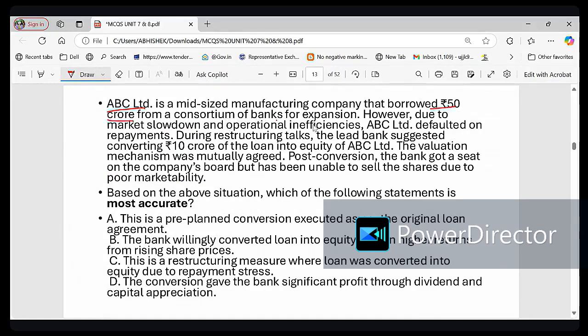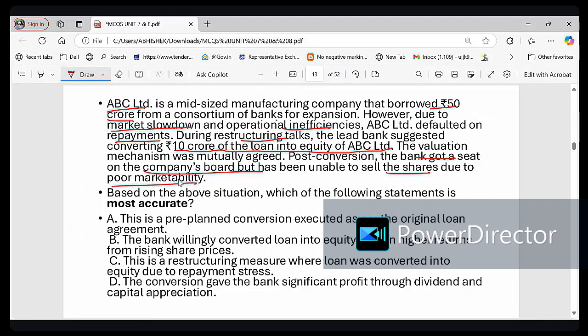But unfortunately, due to market slowdown and internal problems, it failed to repay. Now listen carefully. During restructuring, 10 crore of the loan was converted into equity shares of the company. The bank even got a seat on the company board, but could not sell those shares due to poor marketability.